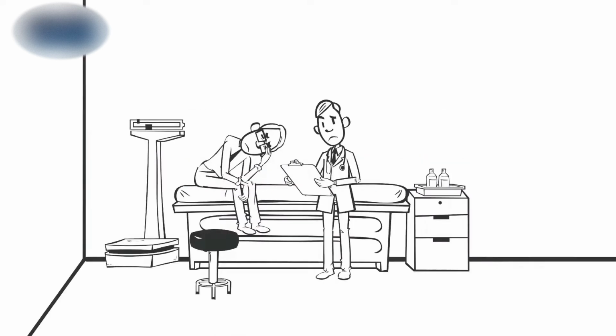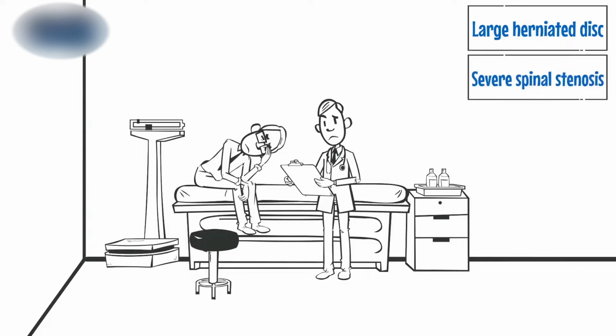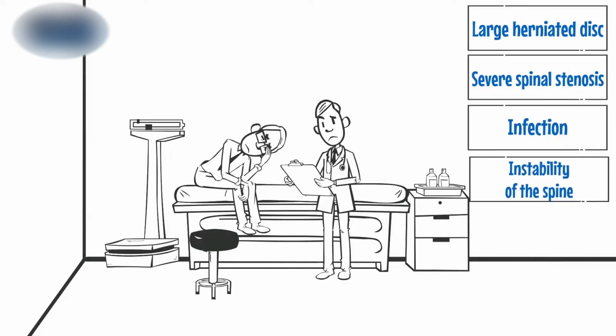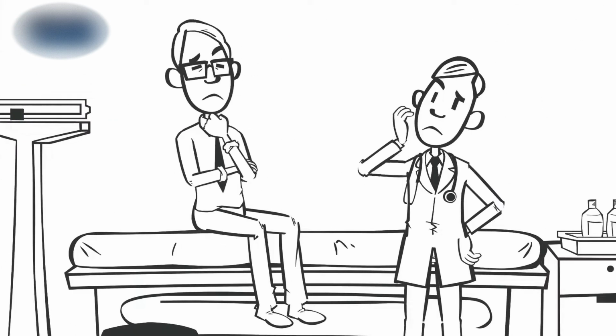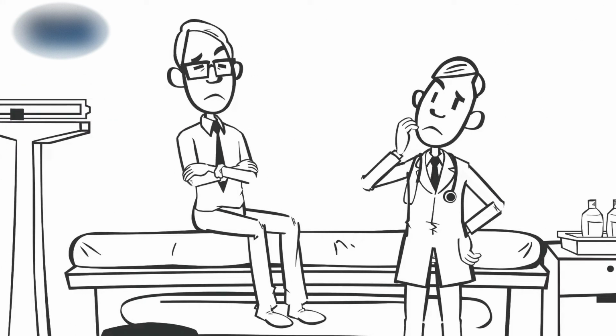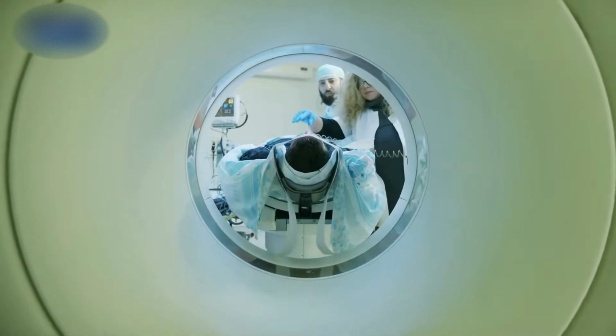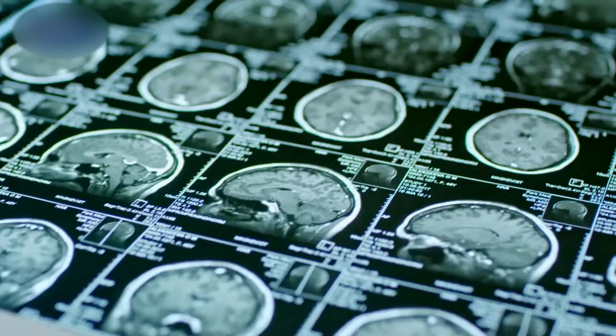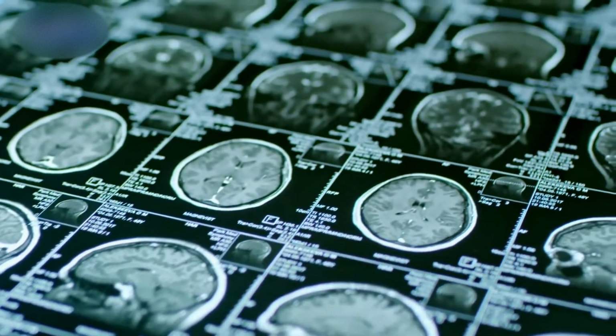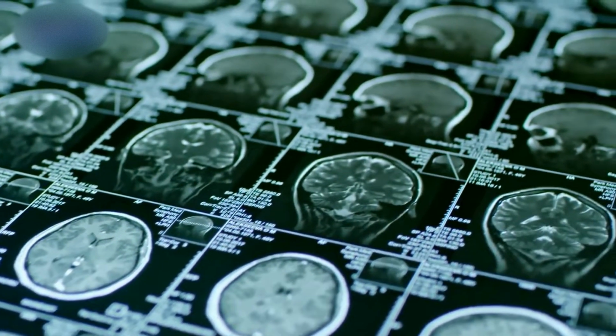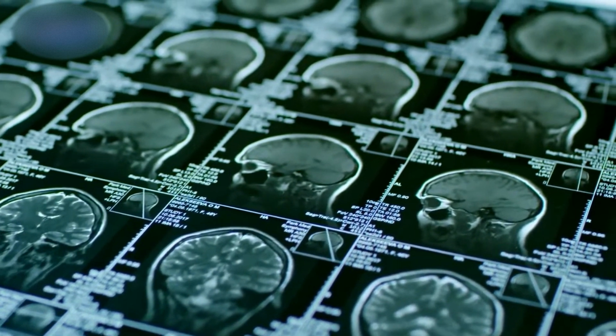There are few findings, such as a large herniated disc, severe spinal stenosis, infection, or instability of the spine, that indicate that you should see a specialist soon. If none of these things are present, chances are that your MRI scan is not helping us understand where your pain is coming from. Wrinkles and loose skin do not cause pain. They are normal changes. The same is true for most of the abnormalities seen on MRIs, even if you have neck or back pain. To figure out what the source of the pain is, we usually need to look elsewhere. For example, in the brain, which is where all pain comes from.